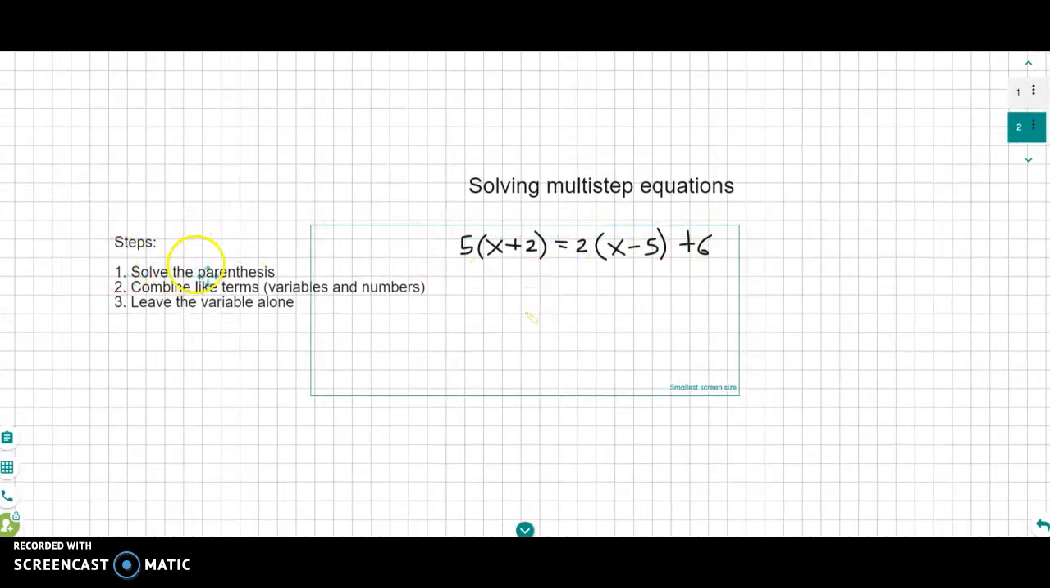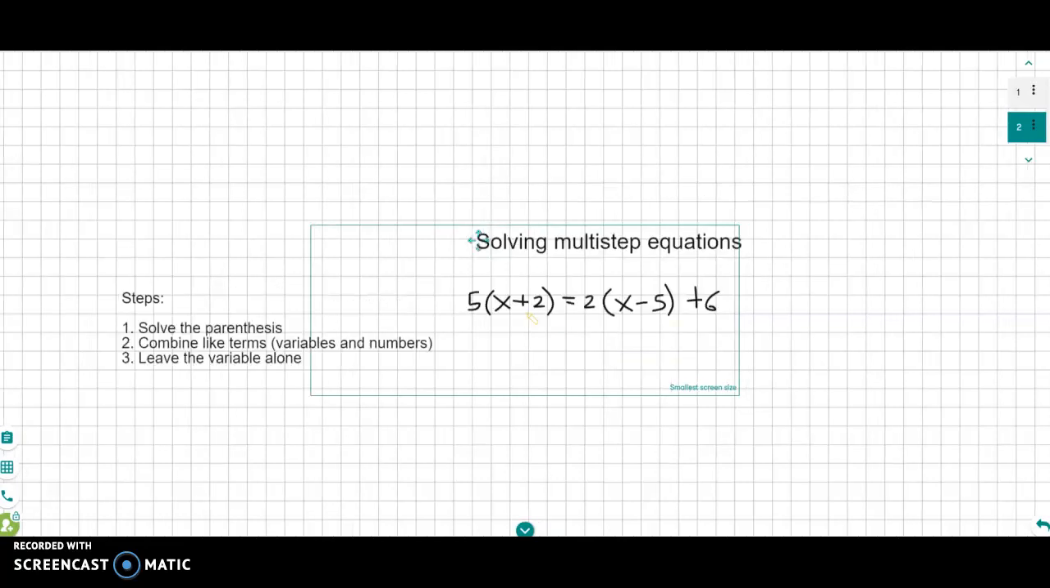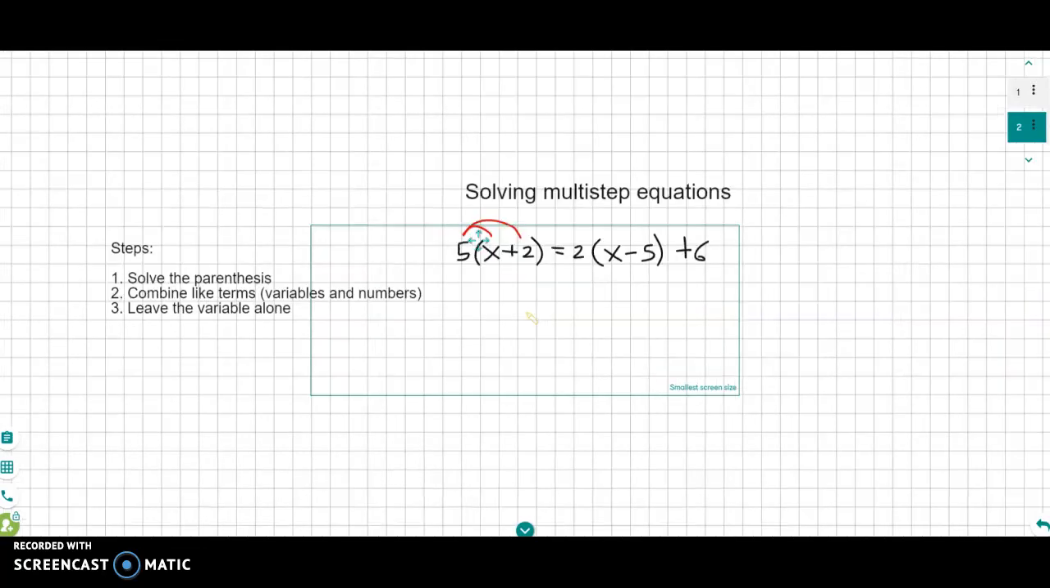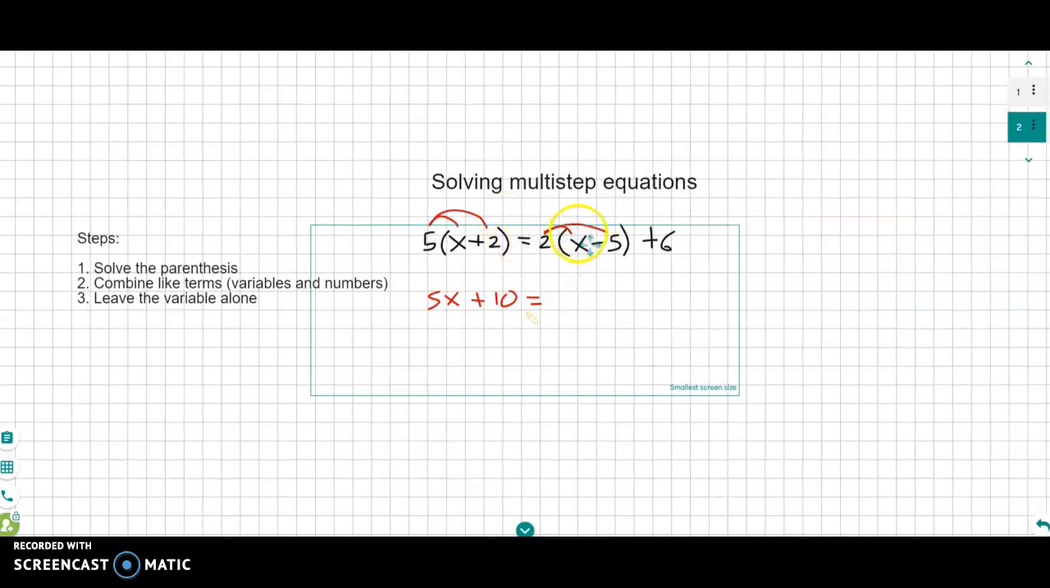So let's start little by little. In this case, we start by the first step, solve the parentheses. Okay, so let's start by this parenthesis. So we need to use the distributive property. So we multiply 5 times x and 5 times 2. Alright, so we will have 5x plus 10 equals, and here we do the same. We multiply 2 times x and 2 times minus 5. Don't forget to multiply the sign too. So we'll have 2 times x, that makes 2x, minus 2 times 5, that makes 10, plus 6.